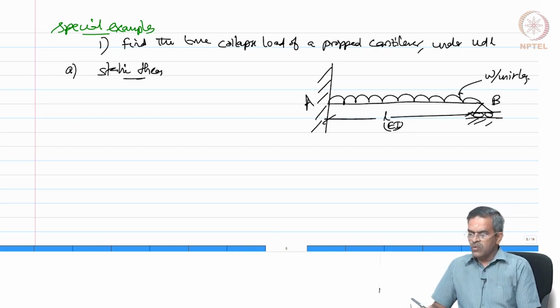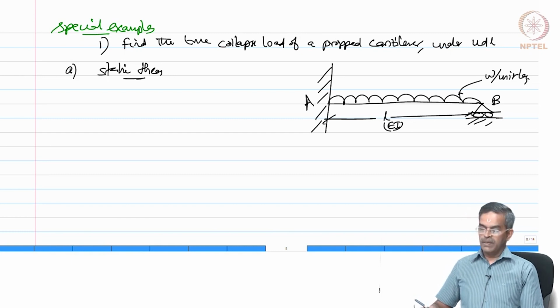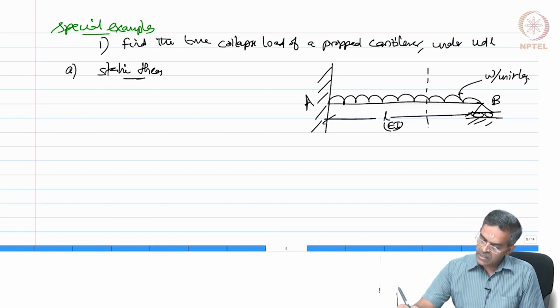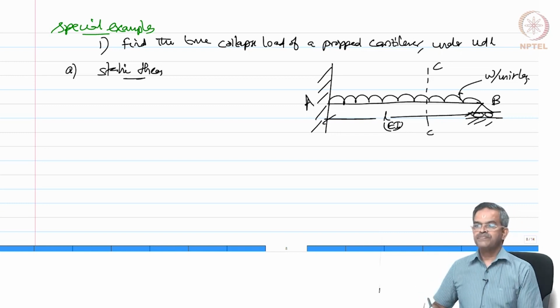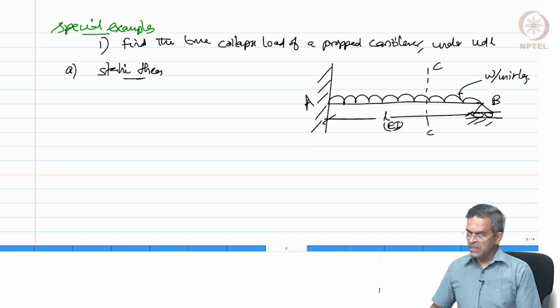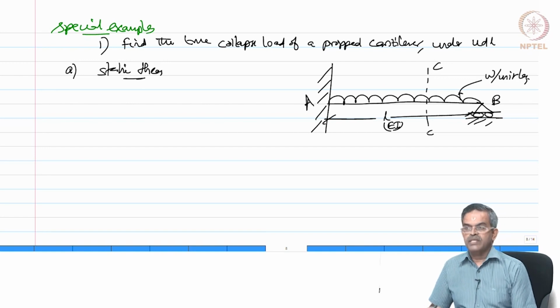Now, we really do not know where the maximum moment will happen in the span AB. Let us call that section CC, and we want to find this. It is the section where the moment is going to become maximum. Obviously, CC cannot be at the midspan, because one end is propped and the other end is fixed. So, there will be an uneven distribution and the critical section cannot happen at the midspan.